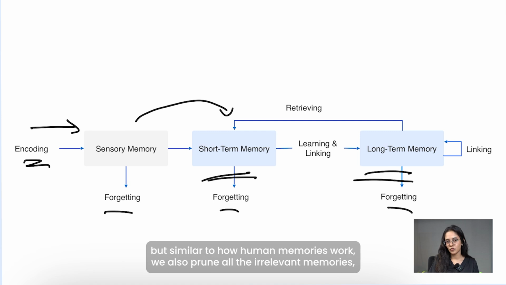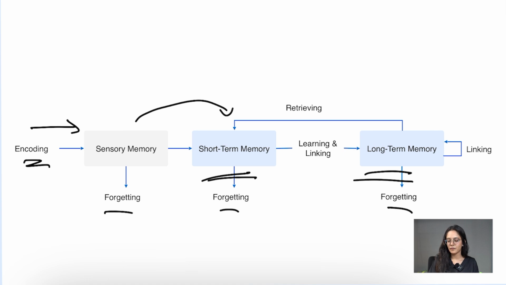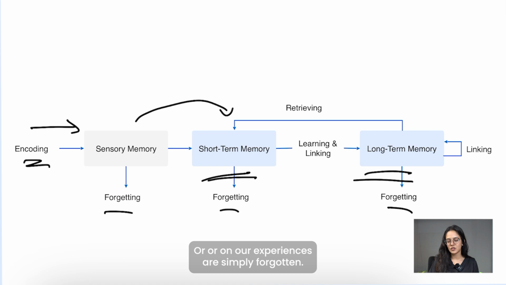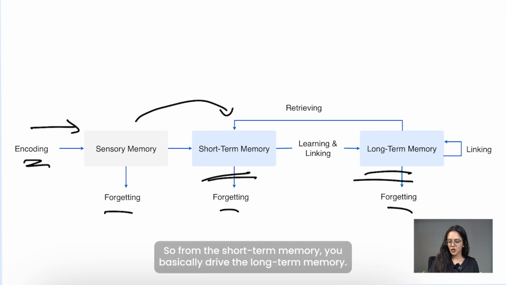Similar to how human memories work, we also prune irrelevant memories, or duplicative or repetitive memories that are no longer useful or that have no impact on our conversations or experiences. They are simply forgotten. There's an algorithm in AI agents as well that keeps track of that. From the short-term memory, you basically derive the long-term memory.